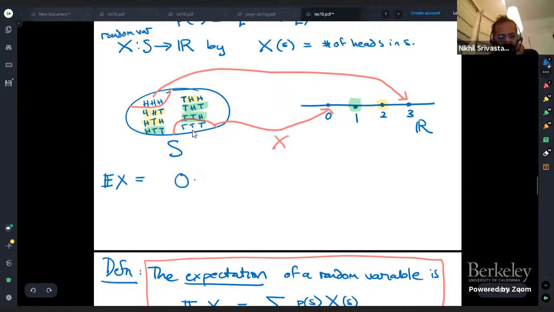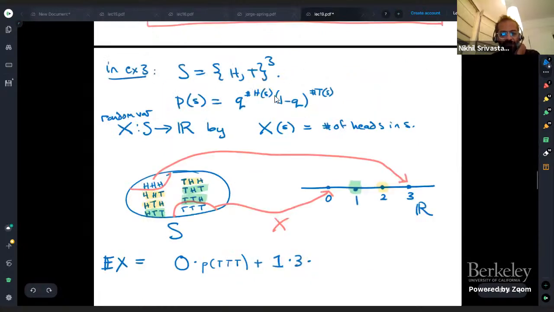Well, you get 0 times the probability of TTT, or of getting, I guess literally, you get little p, sorry. So capital P is only for events, which are subsets. You get plus, now 1 is the green terms, and there are 3 of those. So you have 3 of those, and they all have the same probability.